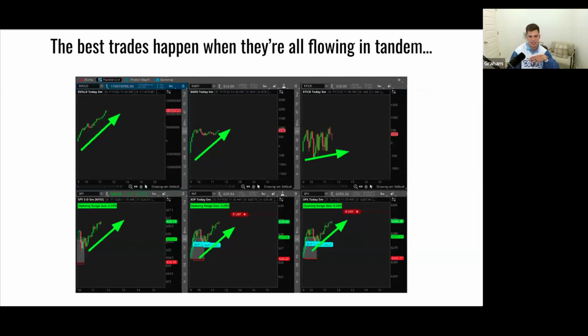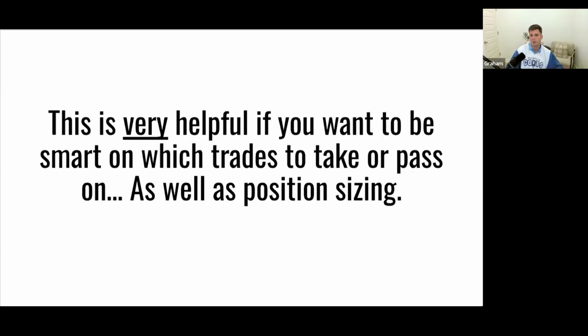Now, ideally, the best trades happen when all three are flowing in tandem and line up with our signal. So the Vold's going higher, the ADD's going higher, and the tick is in an upwards trend, and we get a buy calls, right? We can all see this, right? 1, 2, 3, buy calls. That is perfect, right?